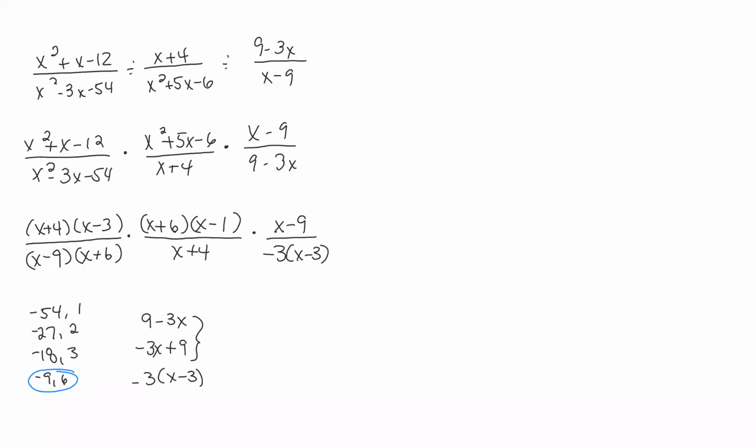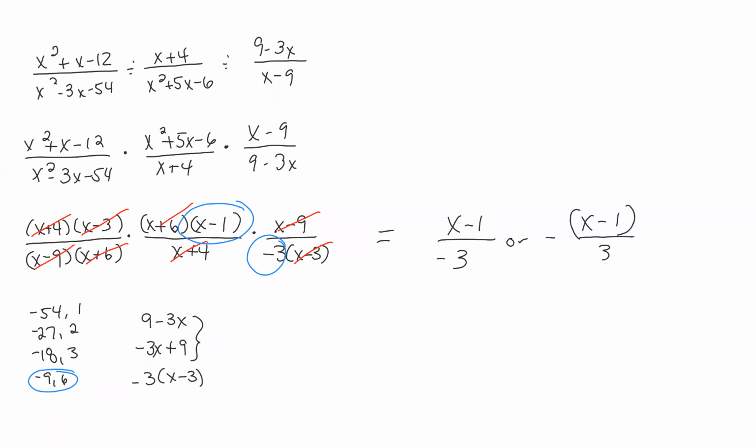So let's see if we can cancel anything. Well, let's see. x plus 4's cancel. x minus 3's cancel. x plus 6's cancel. And x minus 9's cancel. So what does that leave us with? Well, we're left with an x minus 1. We're left with a negative 3. Everything else canceled. So my final answer is x minus 1 over negative 3. And you can put the negative 3 like this, or you can write it like this and just put the negative out front. Okay, I would say generally speaking, you would probably see your answer like this.